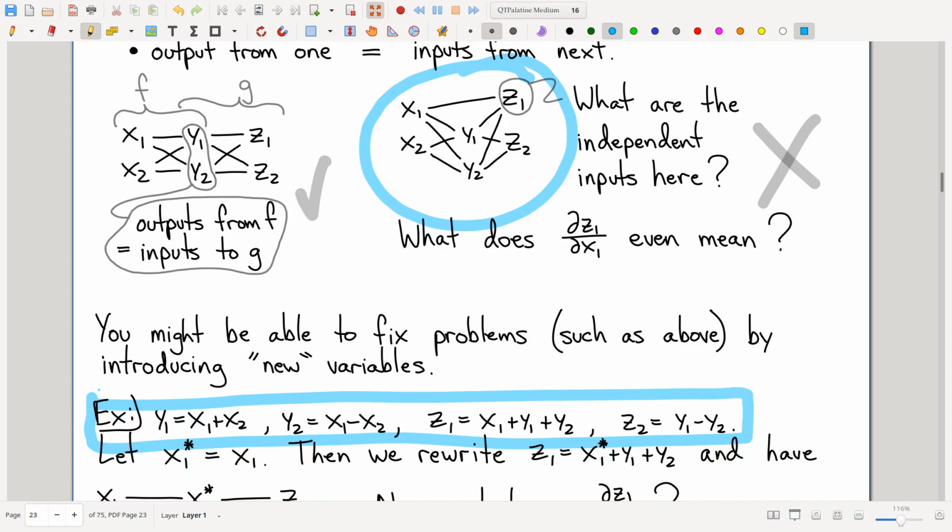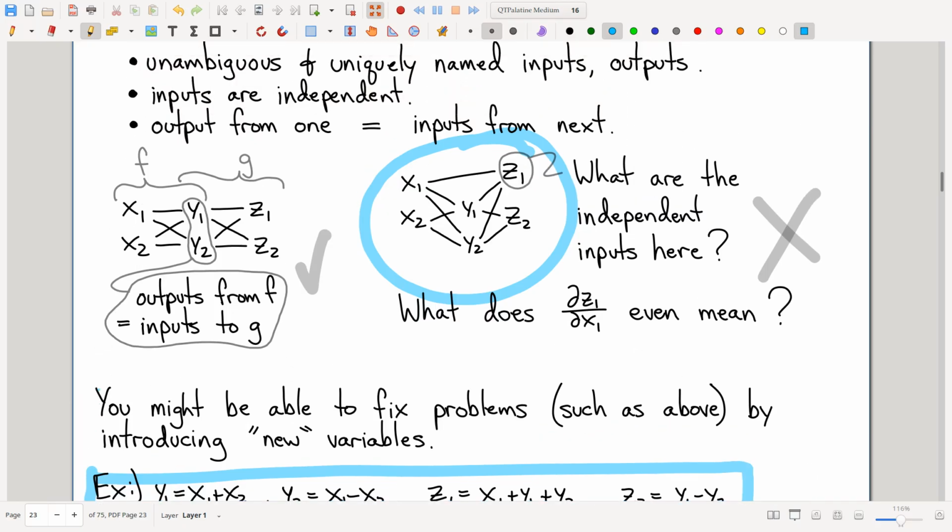And you might want to take a partial derivative. Maybe you want to compute the partial of z1 with respect to x1, but as of the moment, I'm not even clear what that means. Let's just think it through. What does partial of z1 with respect to x1 mean here?